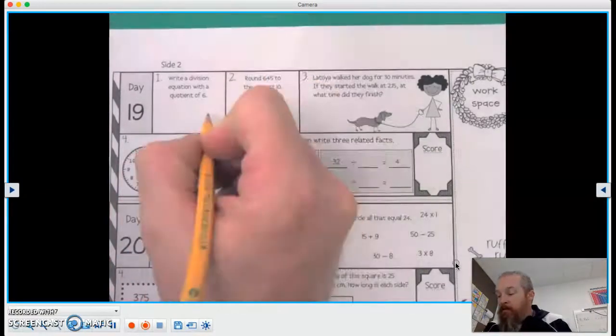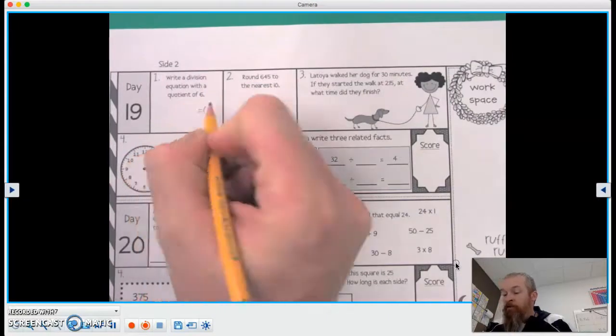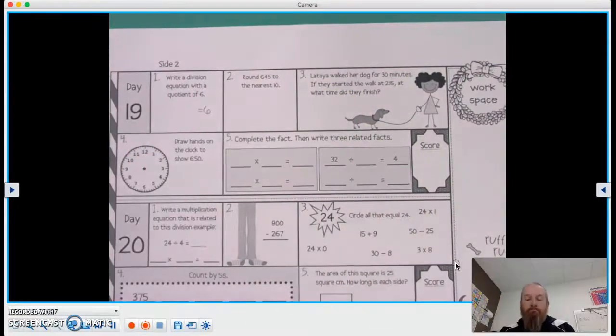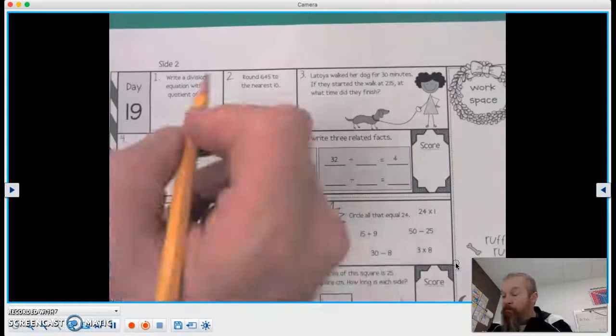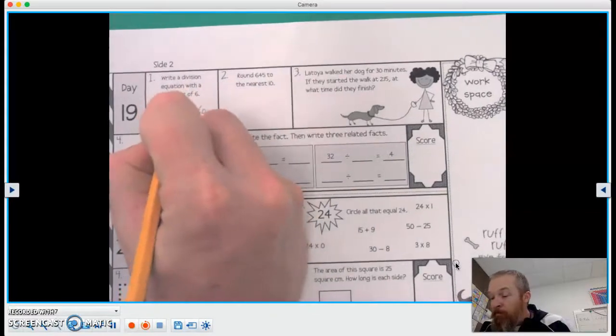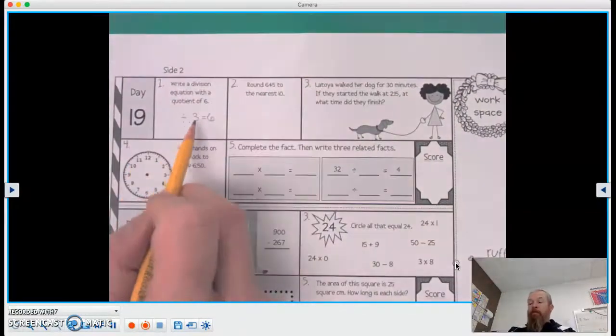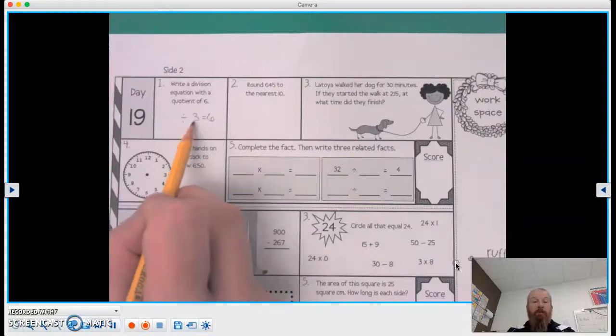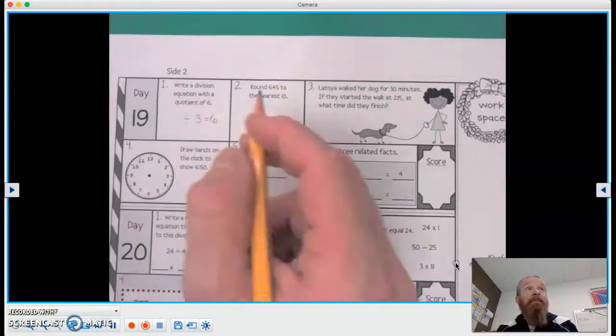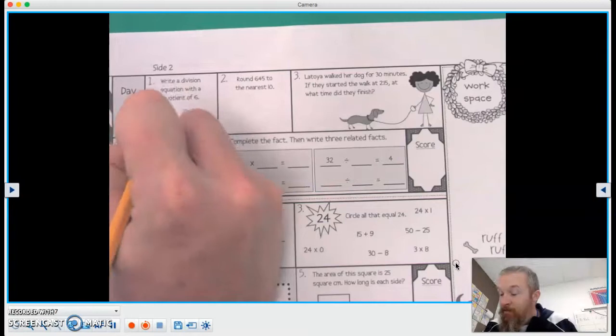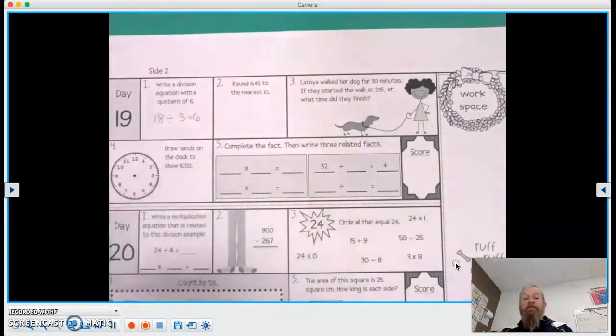Well, let's just say 6 equals, let's pick a number, 3. Okay. So a number divided by 3 equals 6. So 6 times 3 equals 18. Very good. 6, 12, 18. Okay.